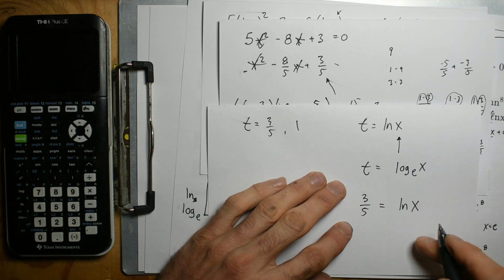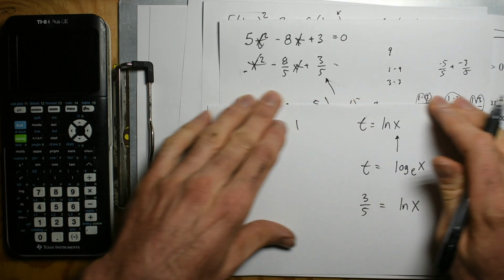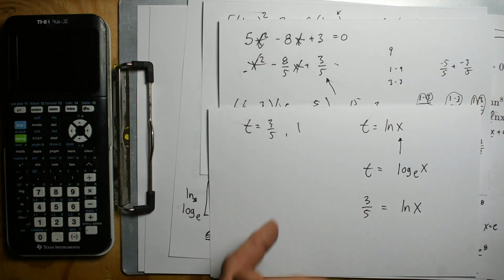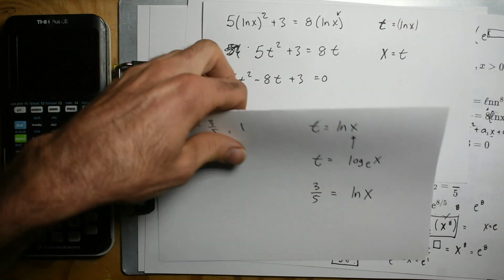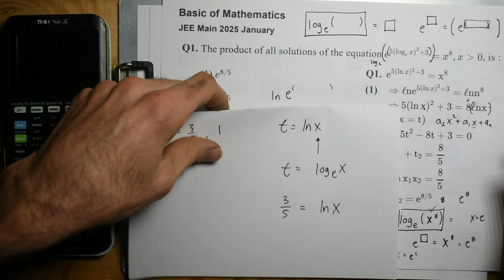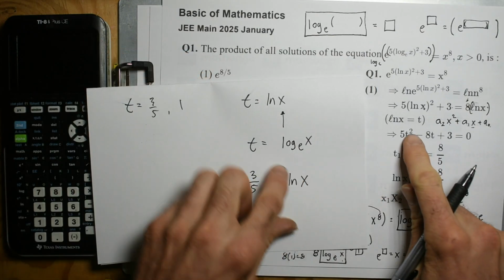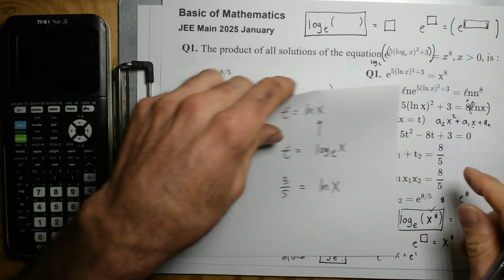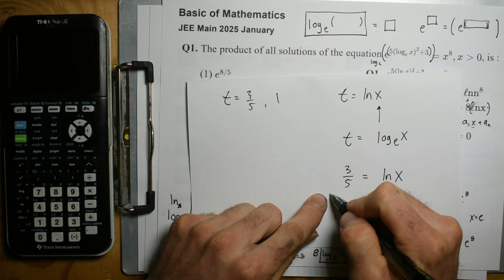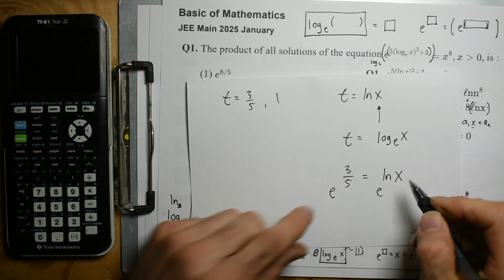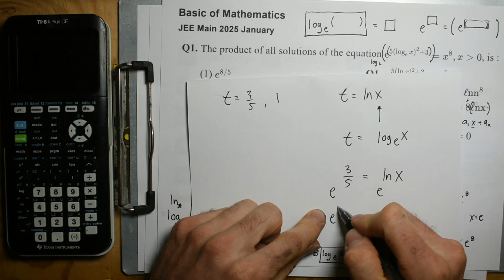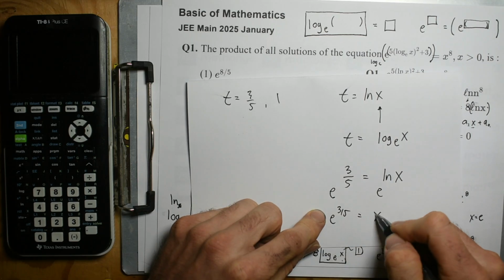How do we get... yeah, that's crazy. I don't know. You know what I mean? Like, what do they do? And that's where I don't like just using it. So if I have ln of x is equal to t, I think you just do e to both sides. If you do e to both sides, then you have e to the 3 fifths is equal to x.